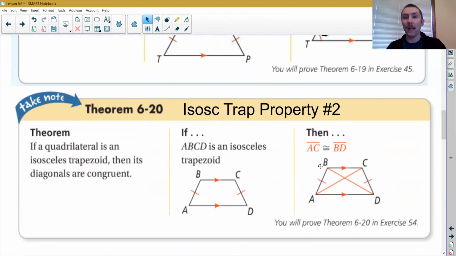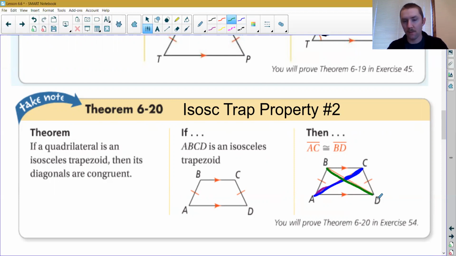Now, remember that this is not a parallelogram, so the diagonals do not cut each other into 2 equal pieces, right, which should make sense because the distance from A to that point seems longer than the distance from C to that point, and it absolutely is, okay? So the diagonals do not get cut into 2 equal pieces, but the whole diagonal length is congruent in an isosceles trapezoid, okay? A to C and B to D. These are congruent. All right, so there's our 2 properties of isosceles trapezoids. Isosceles trapezoid property 1, isosceles trapezoid property number 2.